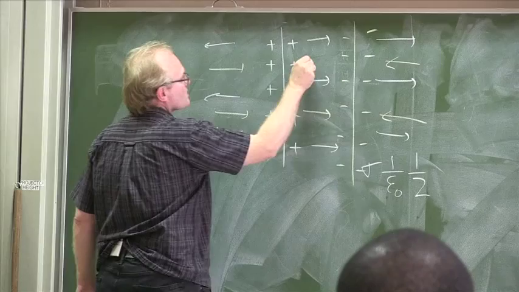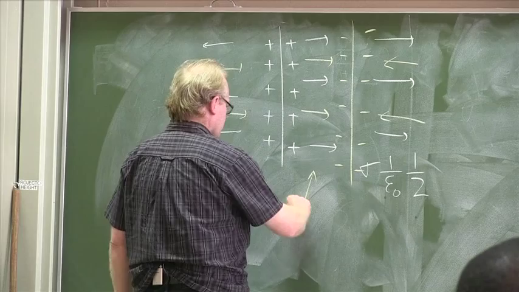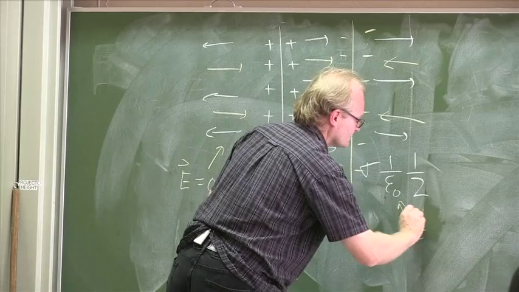What is the field over here? Here? Good. Sigma over epsilon naught. Here, E is zero. And here, E is zero. So that's the field from the needle.